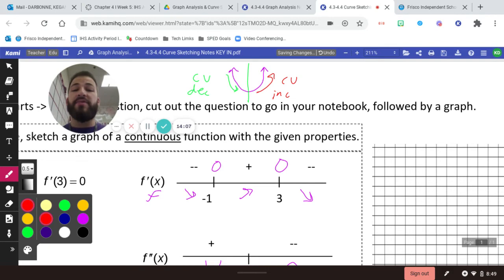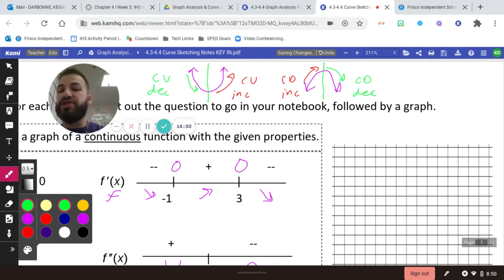Now when we combine these two ideas of both concavity and increasing or decreasing, we can create a specific shape of our curve. And that's what we're trying to do today. Same idea for our concave down. Split it in half. On the left side, we are increasing, but concave down. So concave down, increasing. And then on the right side, we are decreasing, but concave down. So concave down, decreasing. All in all, this creates 4 different shapes for our curve.